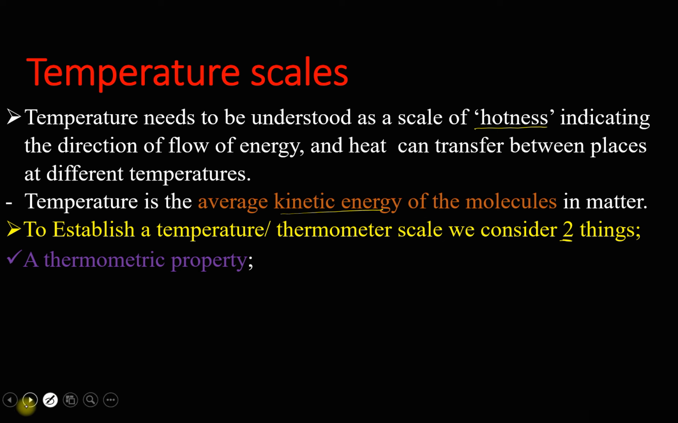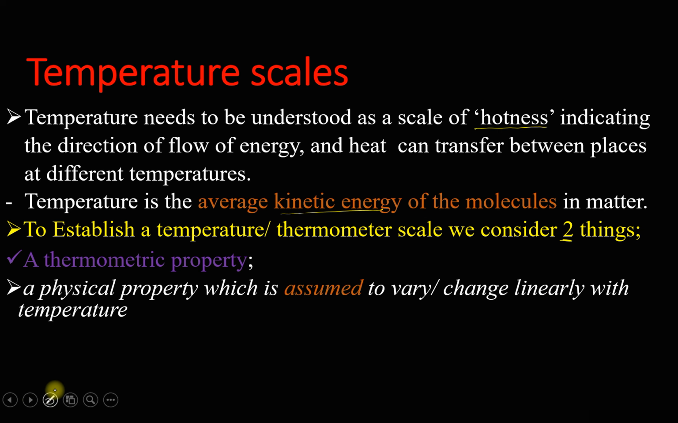So we must consider a thermometric property, which is a physical property which is assumed to vary or to change linearly with the temperature. That's what we call the thermometric property. So if we know the thermometric property, then we are able to establish what we call a temperature scale, or a standard on which measurements of temperature can be obtained.